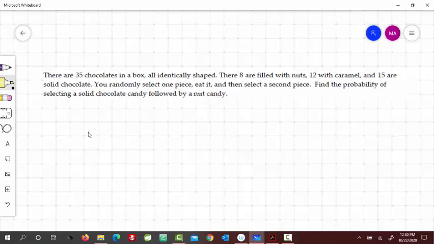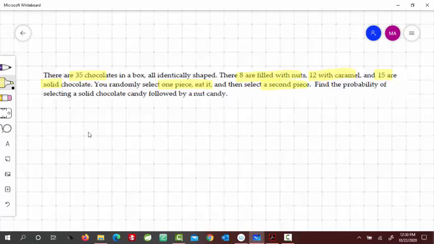In this problem, we are trying to find a probability. We are given that there are 35 chocolates in the box. 8 are filled with nuts, 12 are with caramel, and 15 are solid chocolate. And we randomly select one piece, eat it, then select a second piece.